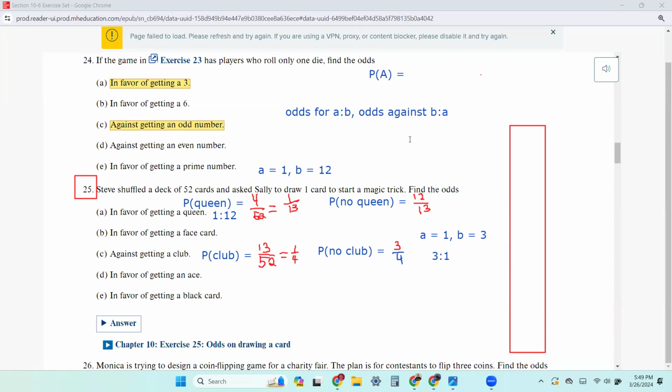And now, what do you notice about the 3 and the 1? How does that relate to the denominator of each of these? Yeah, if you add them up, it's equal to 4, the denominator. So when you got odds, you take the two numbers and you add them up, and that's going to be the denominator to get back to your probability. And that's the one we did earlier, the first one.